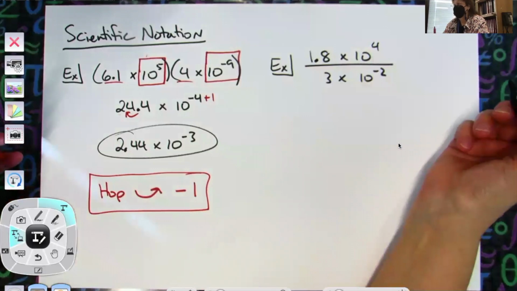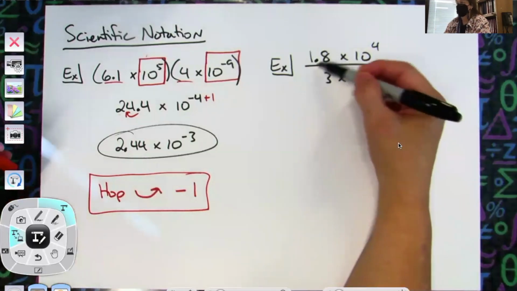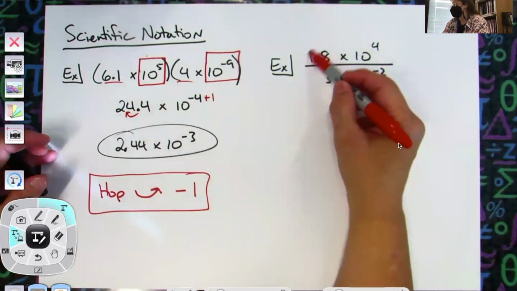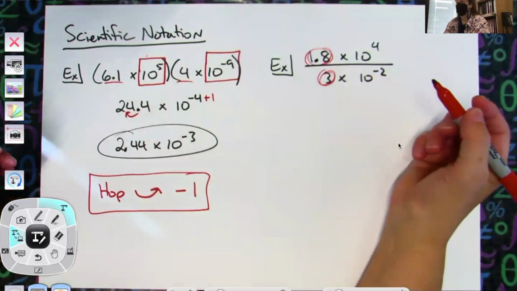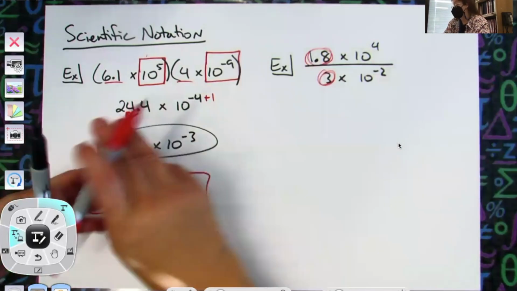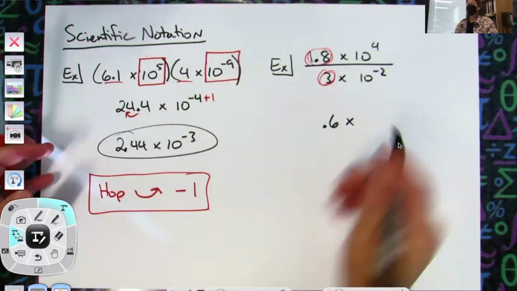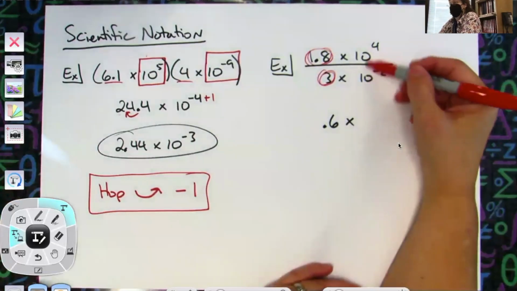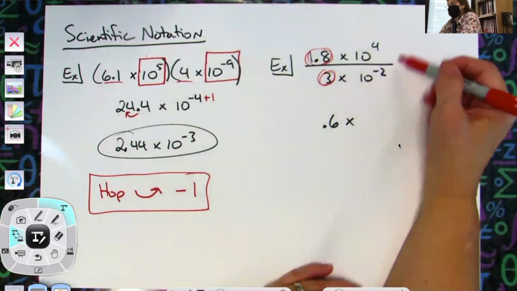All right, so again, hopefully these numbers sitting here in front are something you can pretty easily divide in your head: 1.8 divided by 3 is 0.6. Okay, we can get 0.6 there pretty easily. Now, my shortcut rule on dividing like bases here is not going to work. You cannot take that negative 2 and move it to the top.